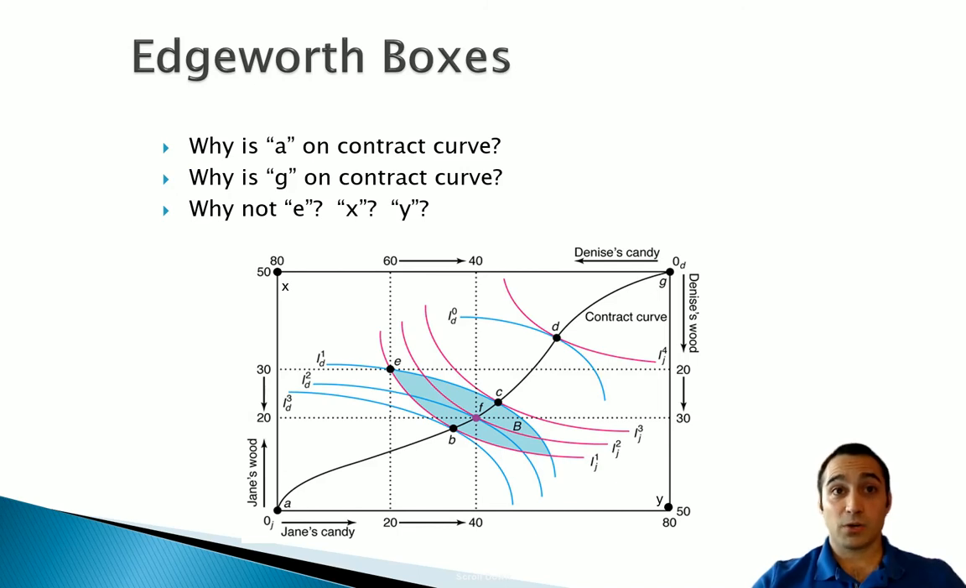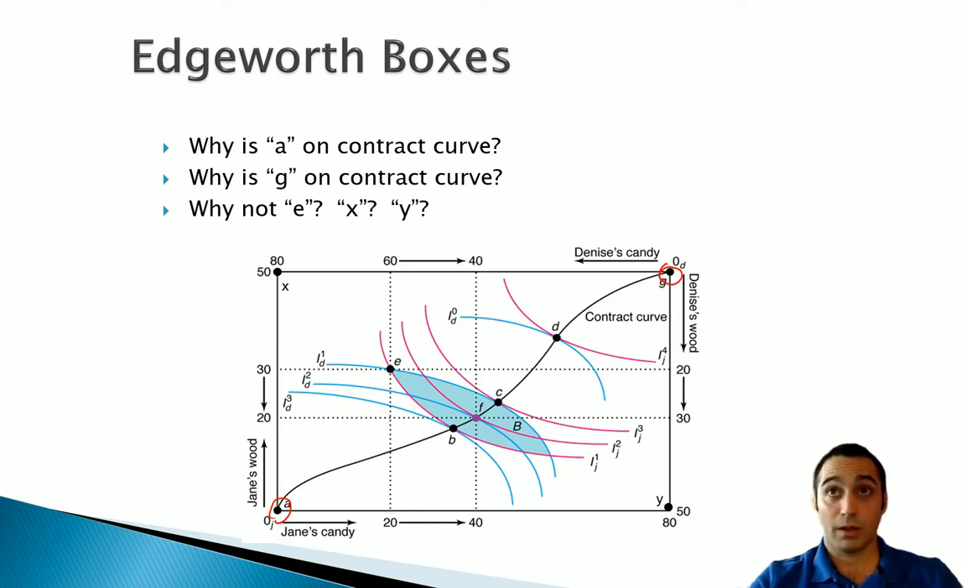There are some things that are interesting about this contract curve. First, look at point A and look at point G. Why are points A and G on the contract curve? Well, hopefully you notice that at point A, Denise has everything. Can I improve Jane's outcome if I move from A to any other point in this box? Certainly. But can I improve outcomes for Jane without hurting Denise? No. Denise has everything at A. She values everything at A. Therefore, if I move from A, I'm hurting Denise.